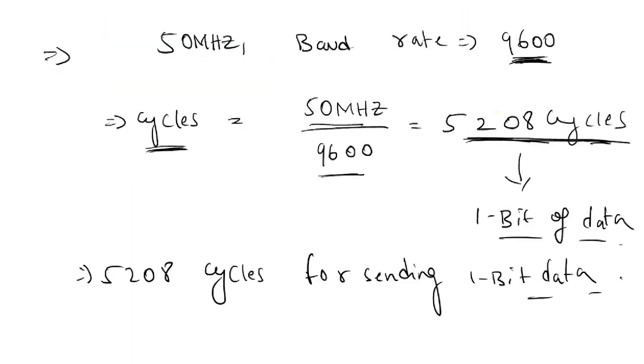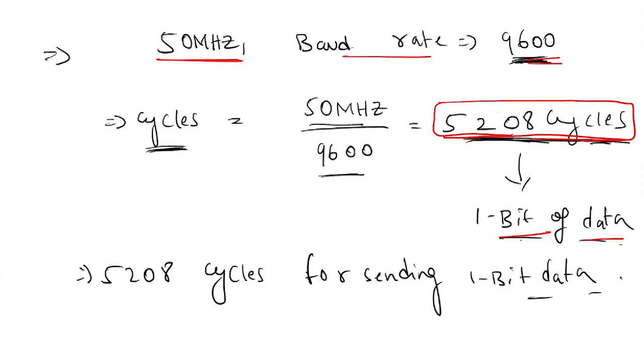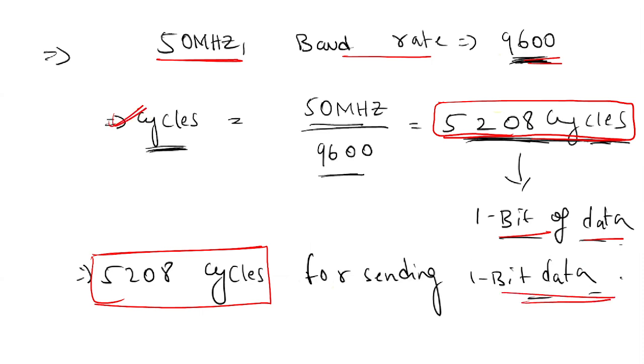Suppose 50 megahertz, baud rate 9600. So the number of cycles equal to how much? 5208 cycles. So within these 5208 cycles, one bit of data will be transmitted. For sending one bit of data, how many cycles are required? 5208 cycles are required. So like this, you are calculating the cycles, for sending how many bits of data? One bit of data.